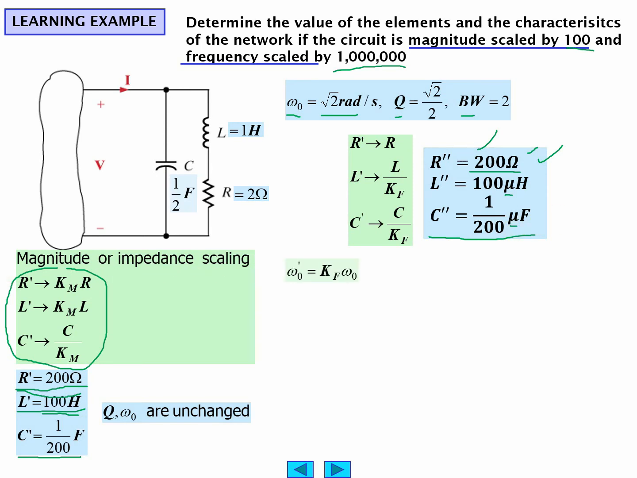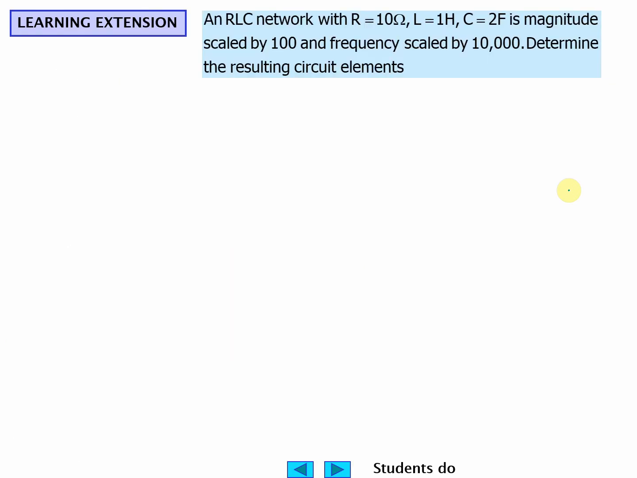The omega prime is going to be 10 to the 6th bigger. Just multiply this by 10 to the 6th. The bandwidth is going to be 10 to the 6th bigger too. So that's going to be 2 times 10 to the 6th, 2 million. And quality is going to stay unchanged in all the cases. Okay, your turn to do this.